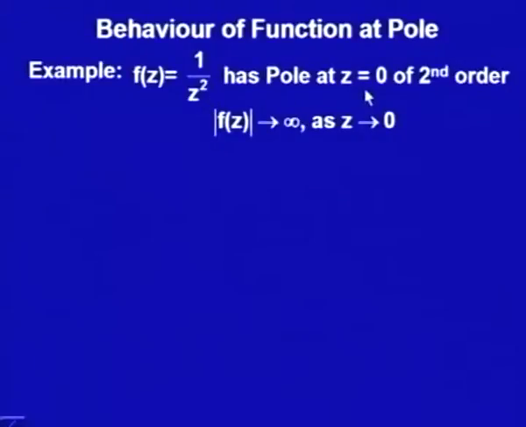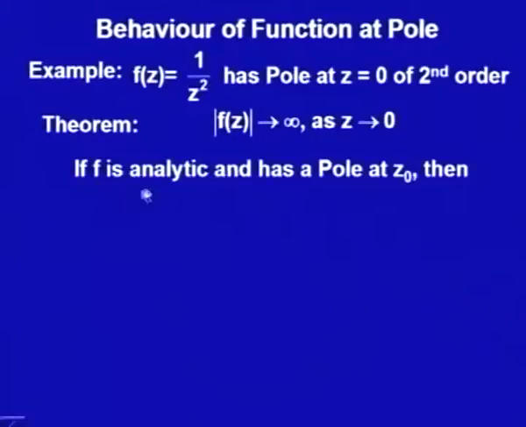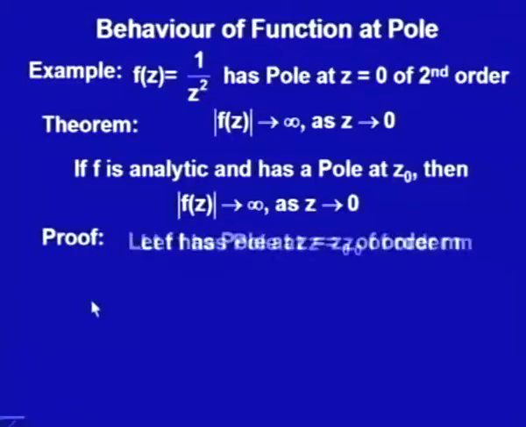If it is a pole, then the function will approach infinity from any manner in which z is approaching 0. From here we get one result. Now, I am just stating this result. If f is analytic and has a pole at z naught, then f z will approach infinity as z approaches z naught in any manner, that is from any direction. If z is approaching z naught, f z will always approach infinity. Let us see the proof of this.